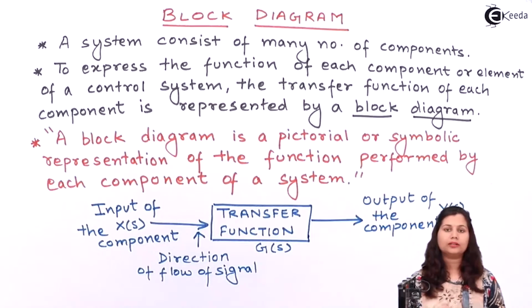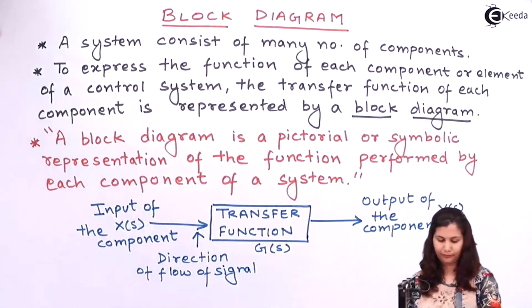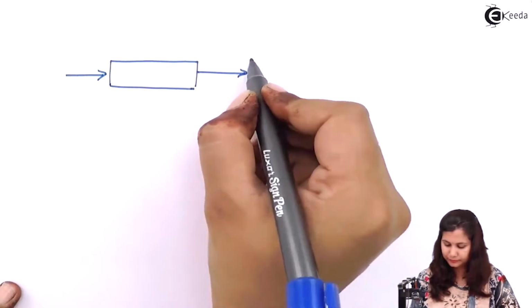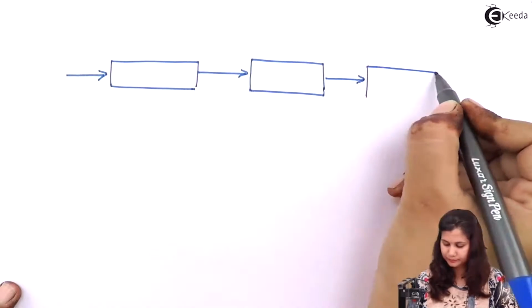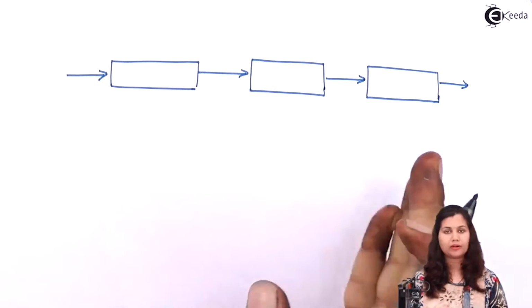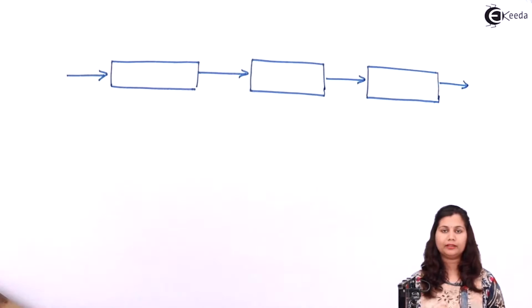So let's draw the block diagram of a system. This system is having, suppose, three components. So we will draw the block for each component. There are three components, so three blocks are here, and for each component, the transfer function of that component is mentioned in the corresponding block.